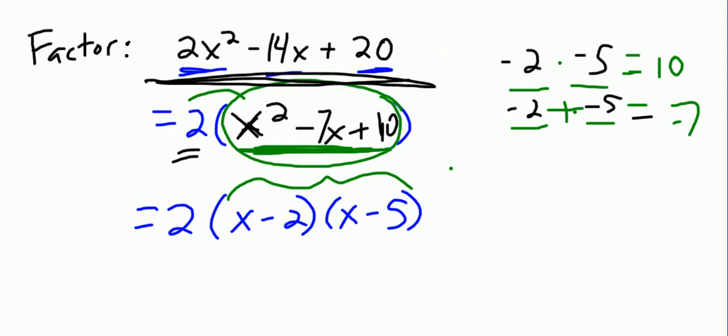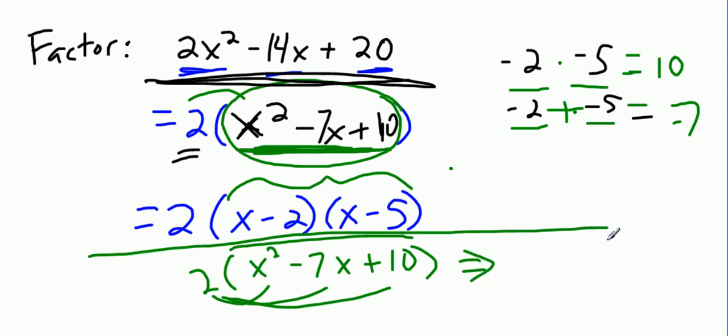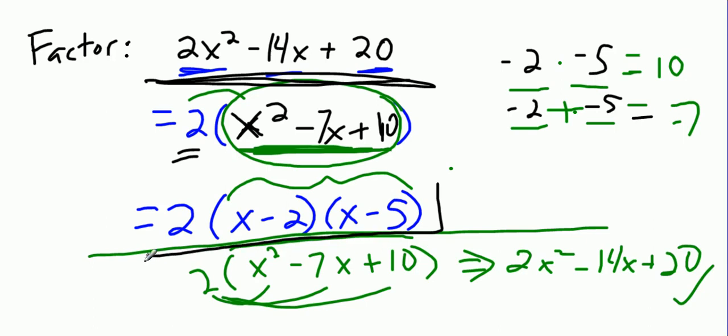So the key is, and you can always check, that when you finish the problem, you should always be able to multiply it back out. So if we multiply this back out, this would give us x squared minus 7x plus 10. But if we multiplied the 2 through, and again, this is just our check, this is our answer right up there. This would give us 2x squared minus 14x plus 20. Right, that's our check. So the answer, just to make it clear, is all of this. It's the 2 and the x minus 2, x minus 5.